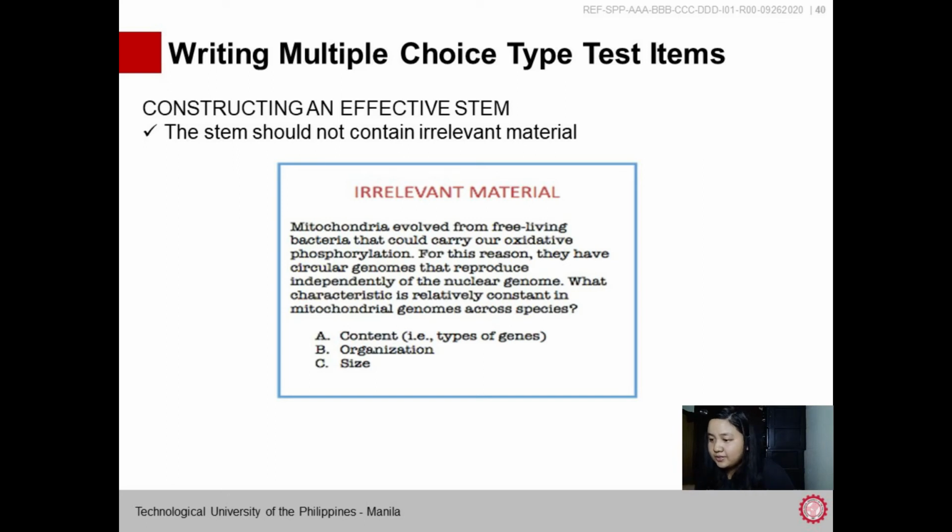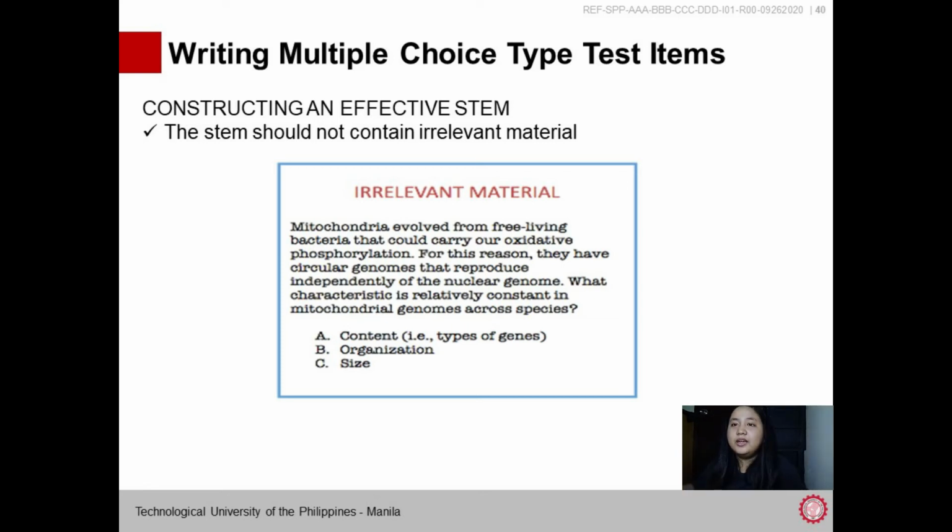So based on example, what characteristic is relatively constant in mitochondrial genomes across species? So ayun, hinuli niya yung tanong, tapos nagbigay siya ng statement, which is mitochondria evolved from free-living bacteria that could carry out oxidative phosphorylation. For this reason, they have circular genomes that reproduce independently of the nuclear genome.